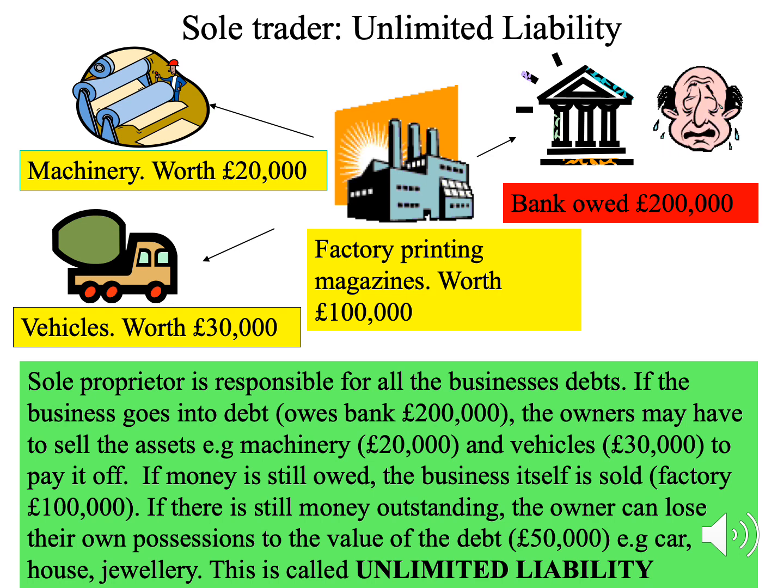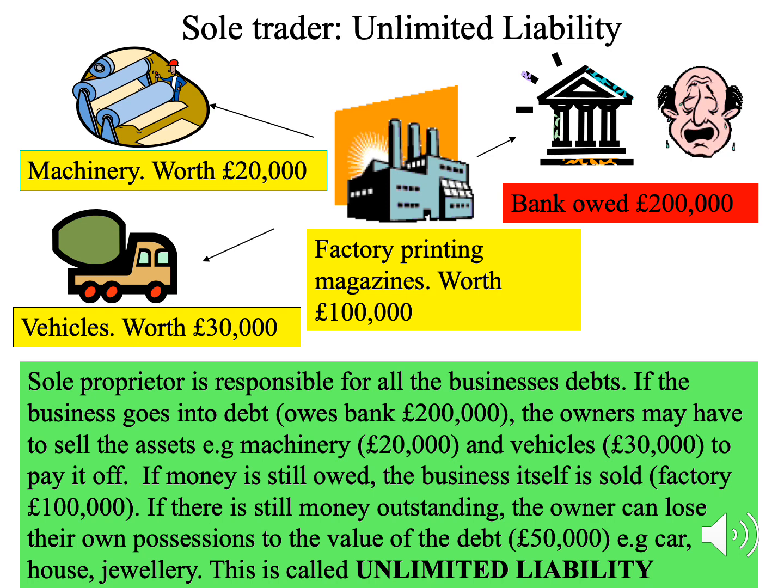So the fact that this business has unlimited liability means that the business's creditors, the people who it owes money to, can actually enforce on the business itself a repayment by saying, well, I'm going to take from you your own personal possessions.